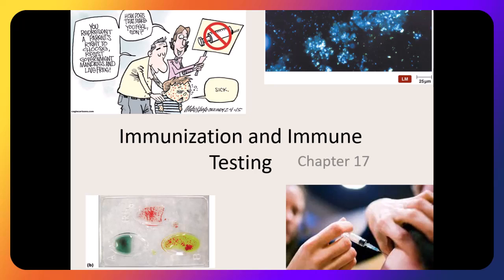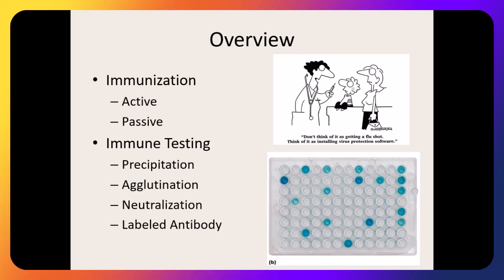So chapter 17 is taking everything we learned generally of the adaptive immune system and applying it. So it's all about immunization and immune system testing, so different types of tests. So again, it's like a review. What's the difference between active and passive immunization? We just went over it, but we'll review it again. And then different types of immune system testing. So we're going to talk about different types of vaccines because not all vaccines are created equal.